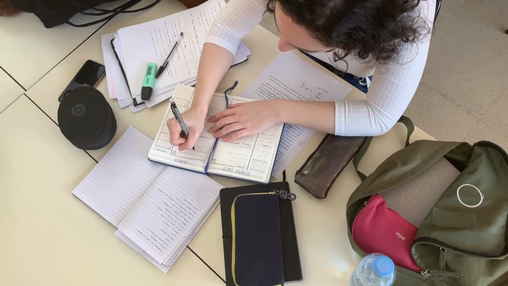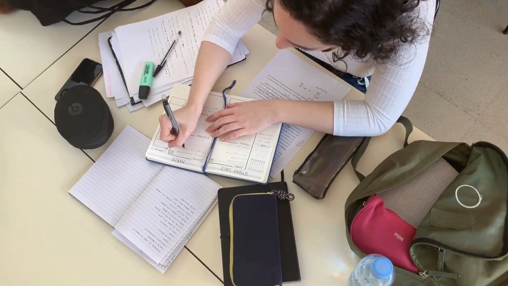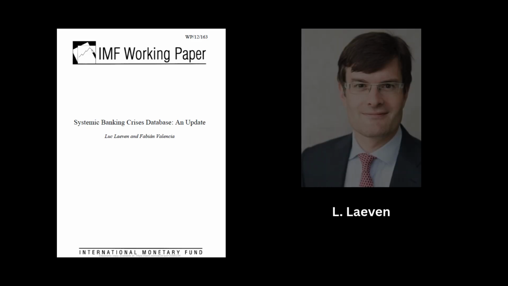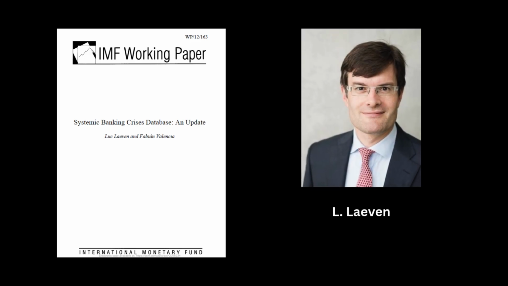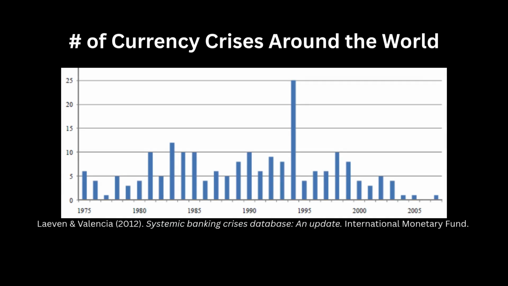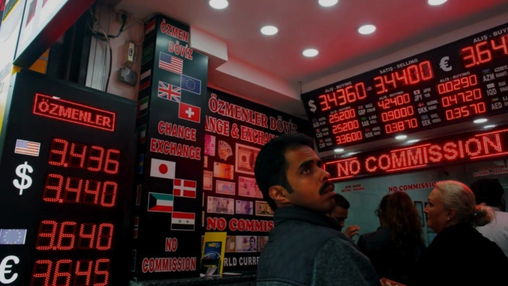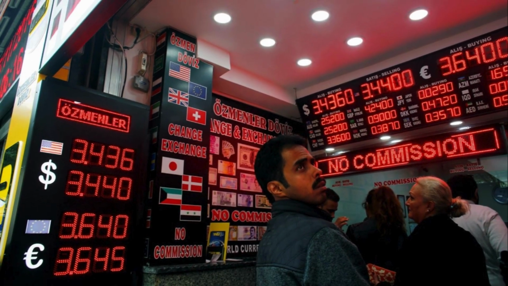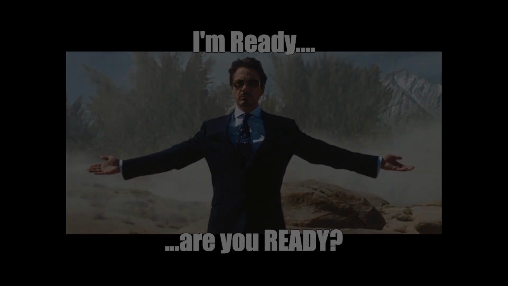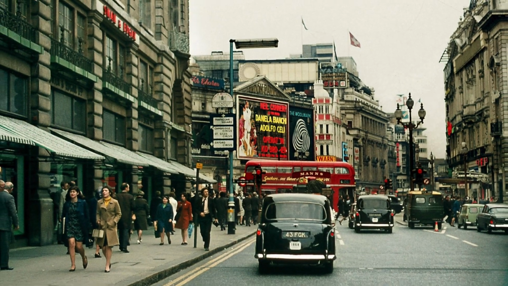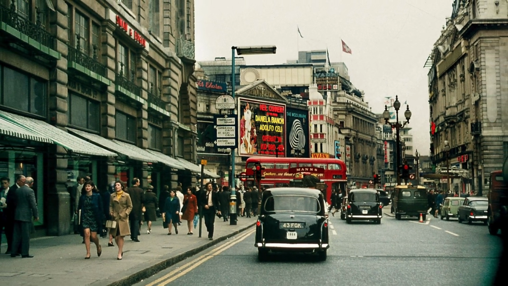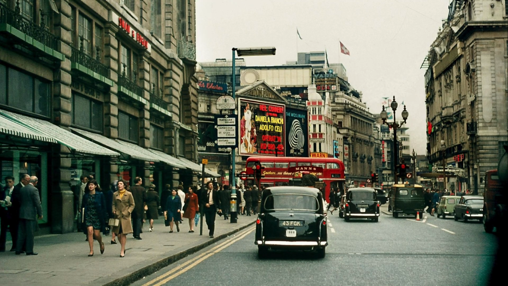Why does this matter to you? Currency crises occur very often. Levin and Valencia identified 201 currency crises from 1975 to 2007. This is a very high number, an average of more than 5 currency crises per year. Are you ready for the next one? Let's examine the British devaluation in 1967, starting with the context.